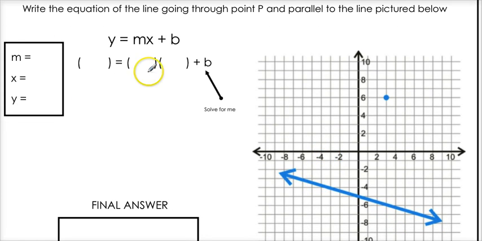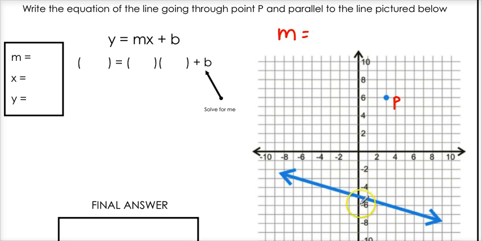In this problem, we're going to write the equation of the line going through point P, which is right here, and parallel to the line pictured below. Well, this is exactly what we've been doing, but instead of giving us the equation and the point, it's pictured. So to find our slope and our point, we just have to write it down. First, let's write down our slope.